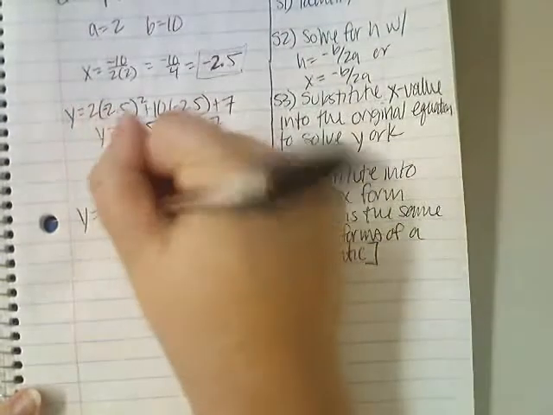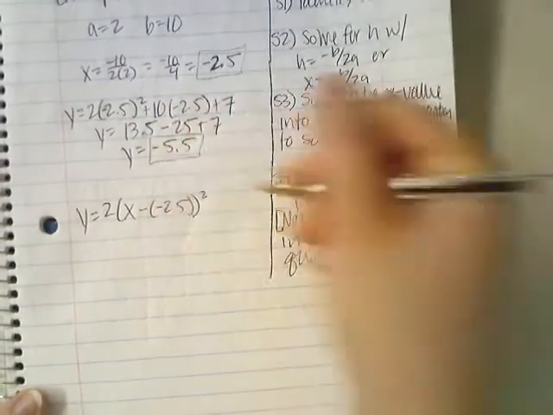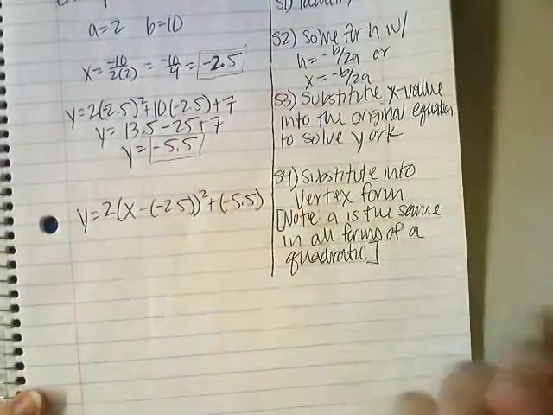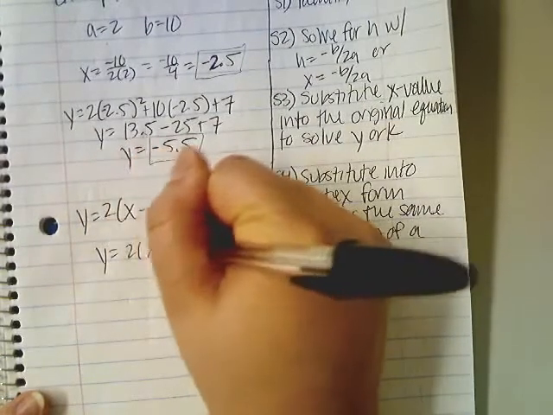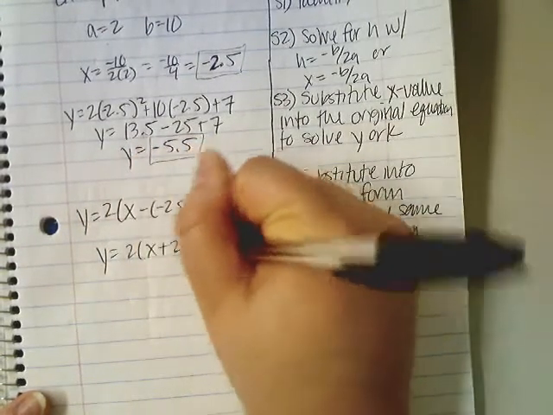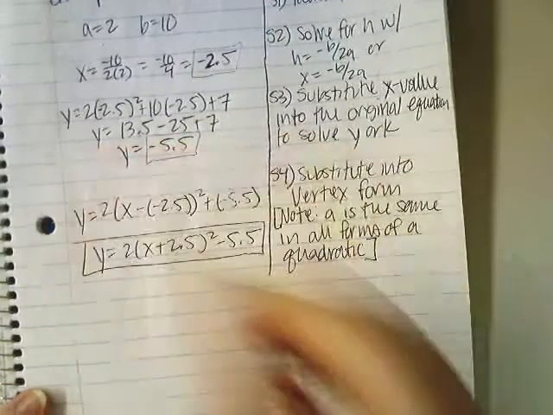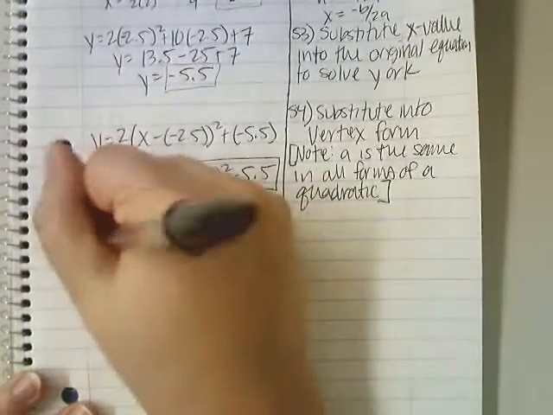So 2 times x minus negative 2.5, that whole quantity squared, plus negative 5.5, or as you guys can write more simply, y equals 2 times x plus 2.5 squared minus 5.5. And that is the vertex form of that quadratic. All right, we're going to do one quick check and then we'll be all done.